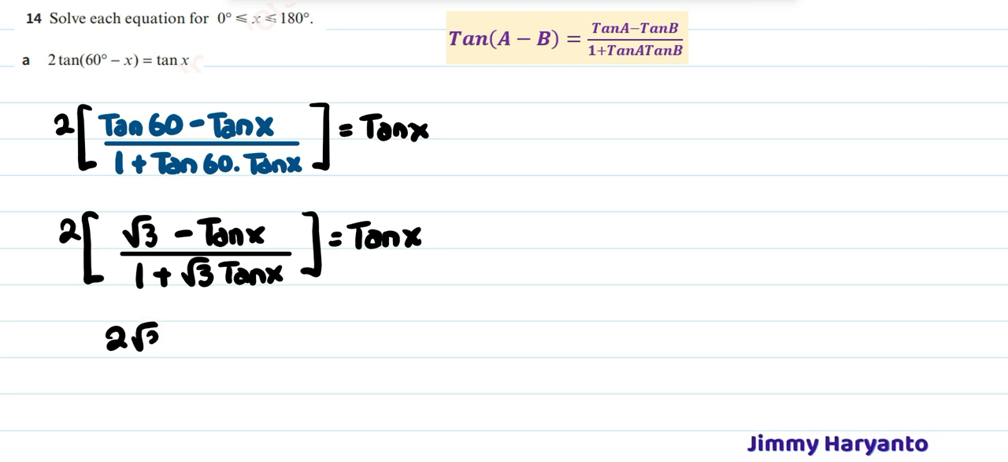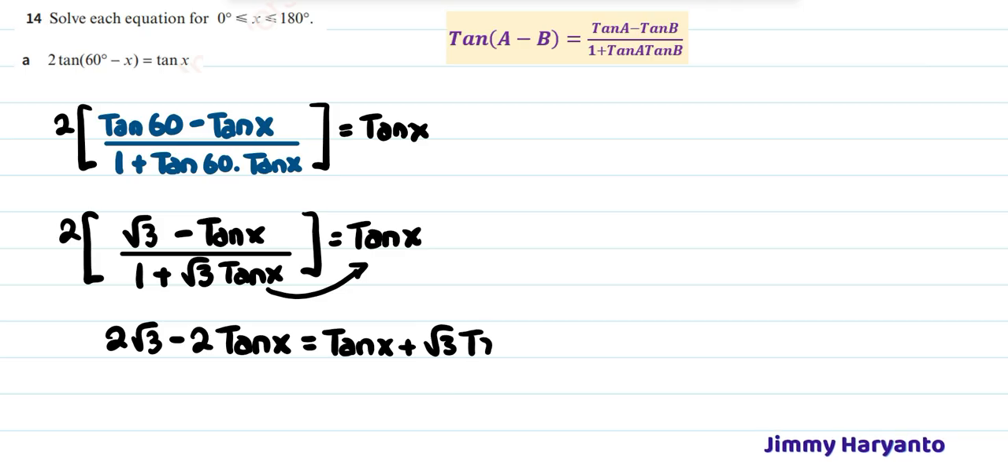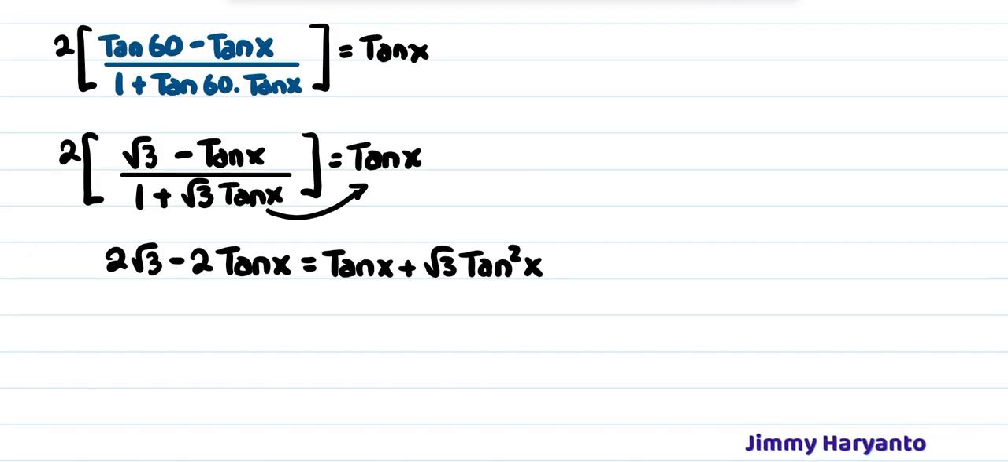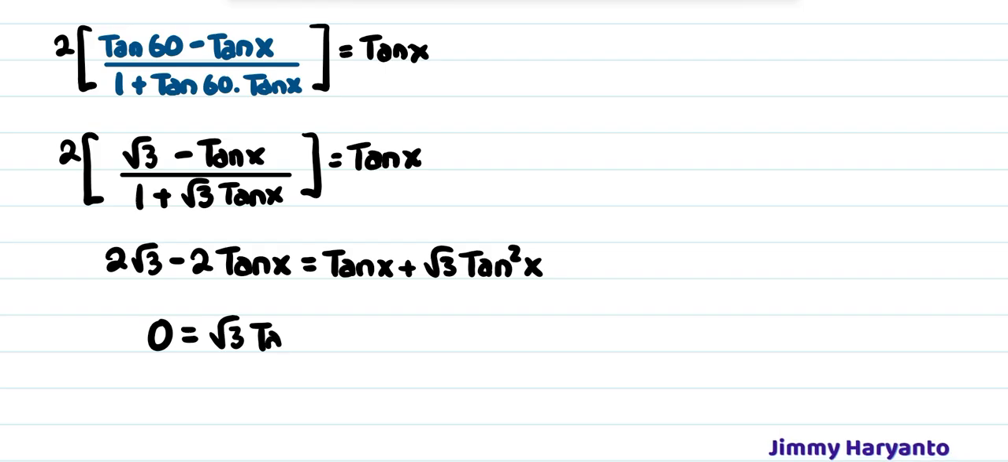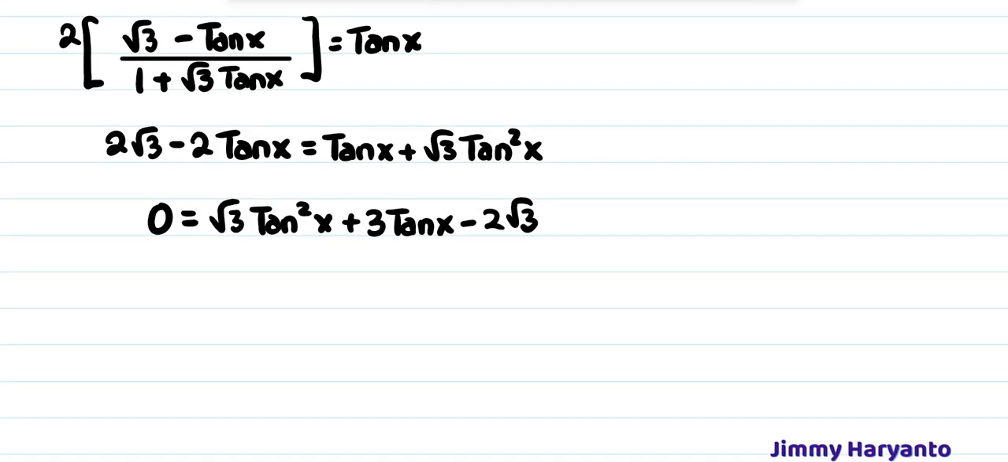Okay, next is to multiply this one. So you'll have square root of 3 minus tangent x, and then I will cross multiply this one, so you'll have tangent x plus square root of 3 tangent square x. And then next is to move all of the left hand side into the right hand side, so you'll have 0 equals to, I will rearrange all of them like this. This one will be 1 plus 2 equals to 3 tangent x, and then this one will be negative 2 square root of 3. Okay, I think we have to use the formula of negative b plus minus square root of b square minus 4ac over 2a for this one.